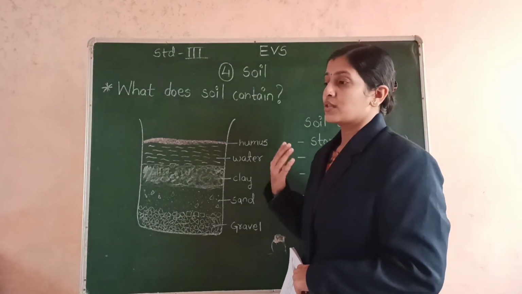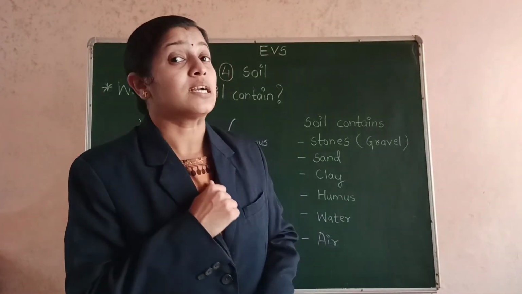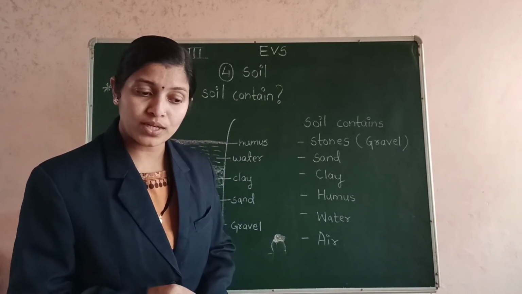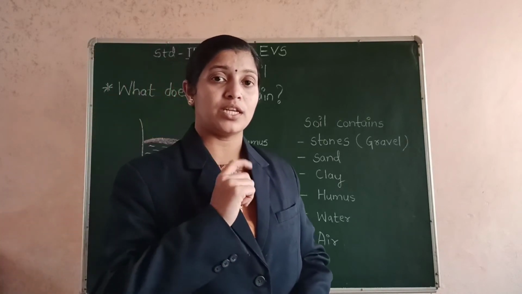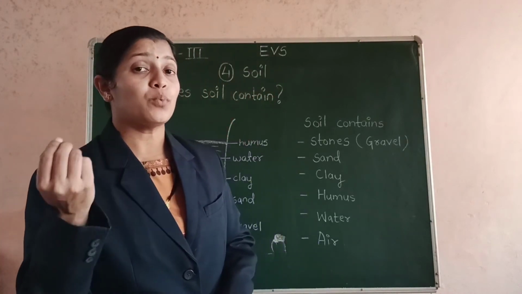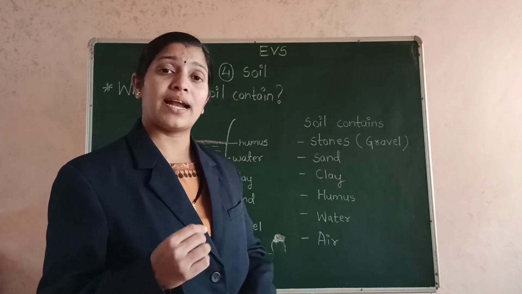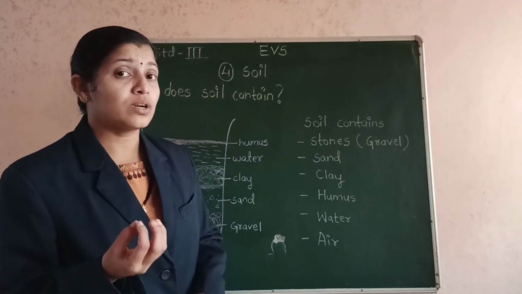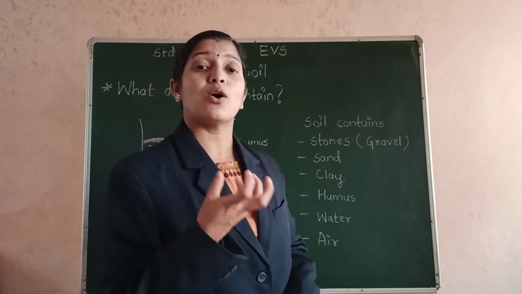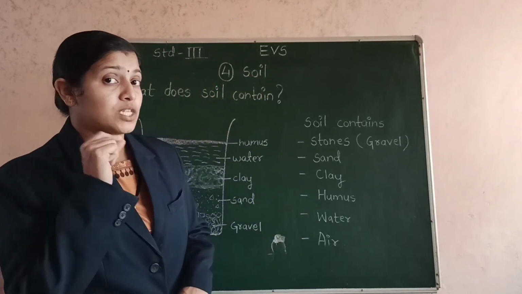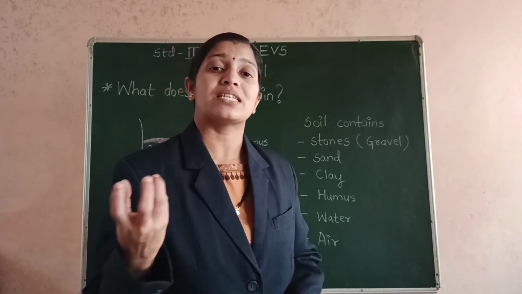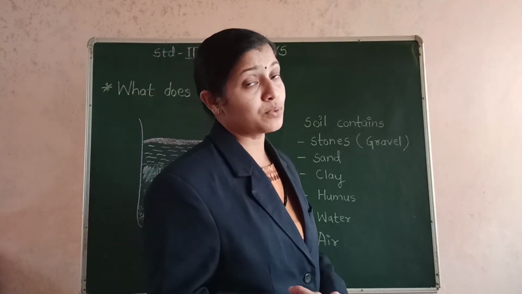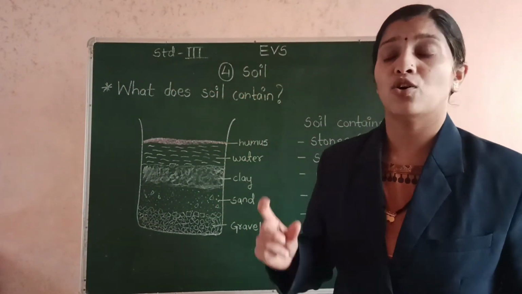Also, there is one more activity to prove that the soil contains air. Take a jar, put some garden soil into it and pour some water into that jar. When you are pouring water into that jar, you will see that some bubbles come out from that soil. So the air which is present in the soil tries to escape in the form of bubbles. So from this activity we can prove that the soil contains air also.